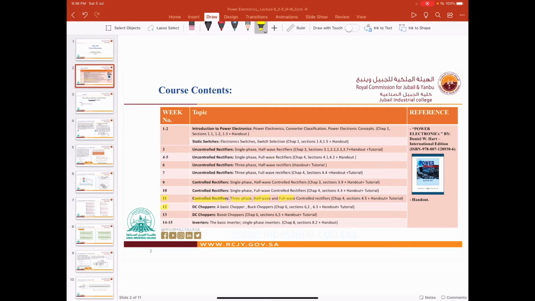topic for the rectifiers. We have taken single-phase half-wave uncontrolled. We have taken single-phase full-wave uncontrolled. We have taken also three-phase half-wave and full-wave uncontrolled rectifiers. We also mentioned single-phase half-wave controlled, and we reached full-wave single-phase controlled. Then today, inshallah, we will go through the three-phase half-wave and full-wave controlled rectifiers.